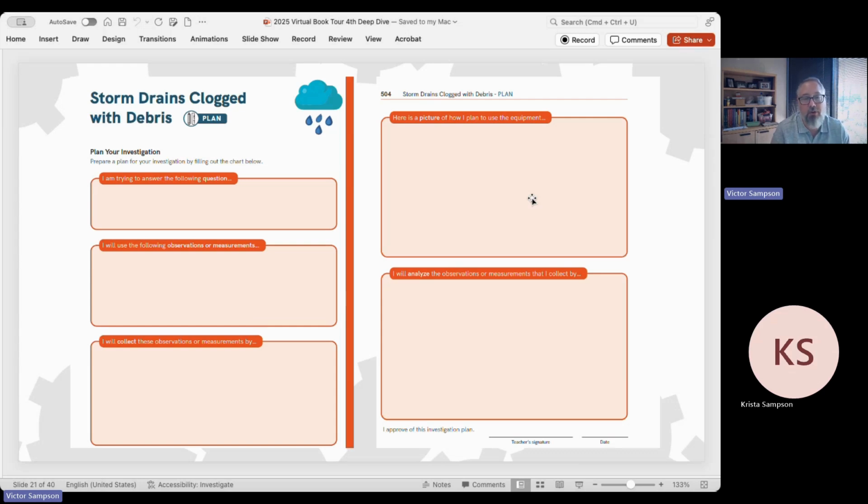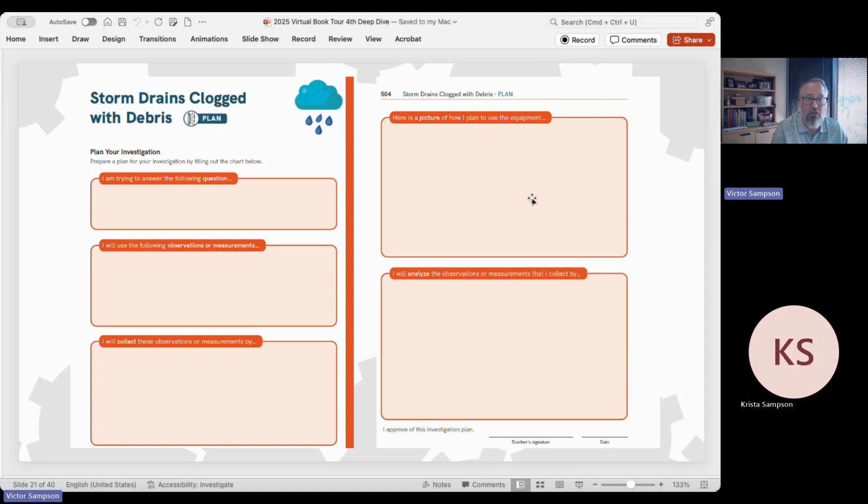It's basically a graphic organizer that encourages kids to think about what question they're going to answer, what data they're going to collect in terms of observations or measurements, and how they're going to do that. Show me a picture of how you're going to set up your equipment, and then how you're going to analyze the observations and measurements that you collect.